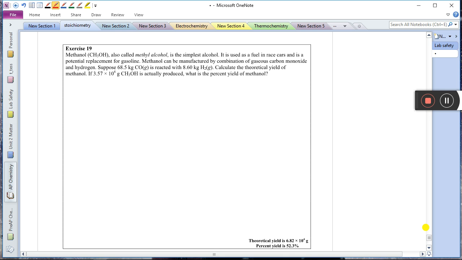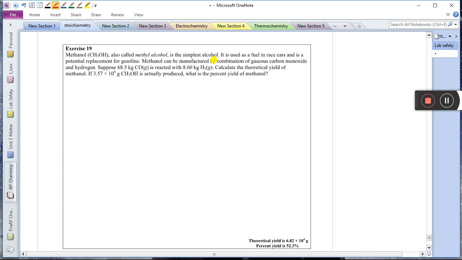All right, so methanol, also called methyl alcohol, is the simplest possible alcohol. This, by the way, is the one that will make people go blind. It's used as a fuel in race cars and as a potential replacement for gasoline. Methanol, however, is really, really violently combustible and vaporizes a lot more easily, so it's not really a good replacement for gasoline. Also, it's way more water soluble, which can cause its own problems.